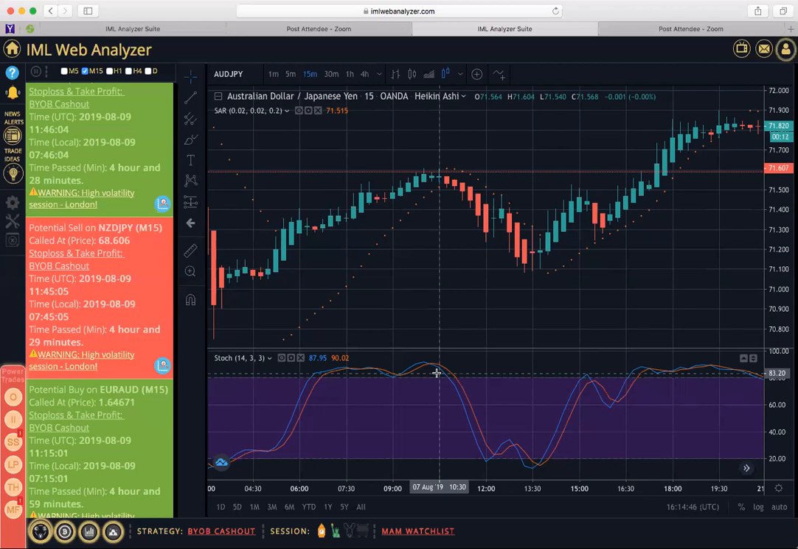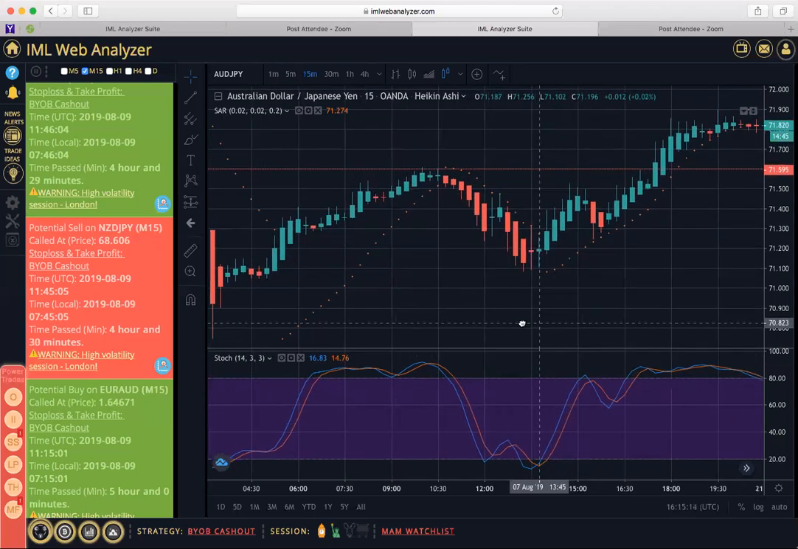The stochastic measures the momentum. So what we're looking for is what goes up must simply come down. So when we're looking at the stochastic, you're simply looking for the blue line to cross over the red. If it's around the 80, I'm looking for a sell. If it's around the 20, I'm looking for a buy. It's that simple. So everything I'm looking for after that is a setup for a buy or a sell. I'm looking for that momentum.